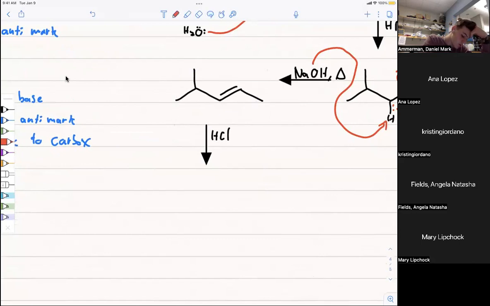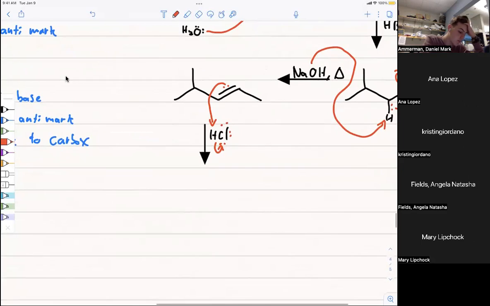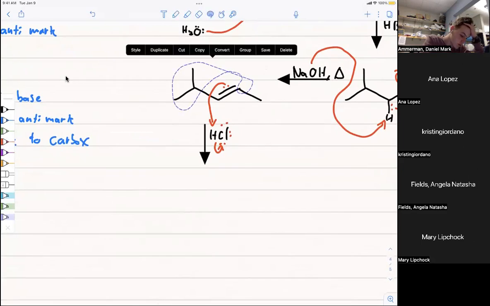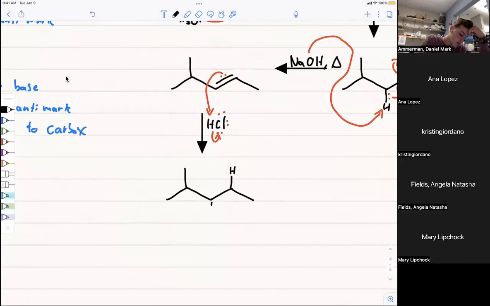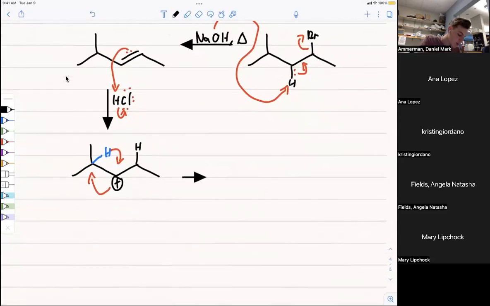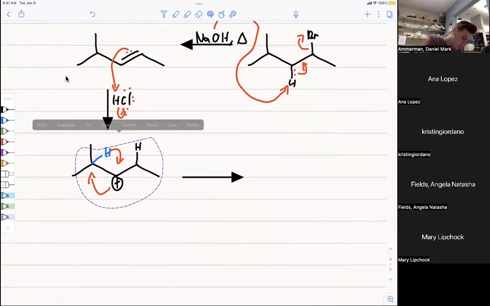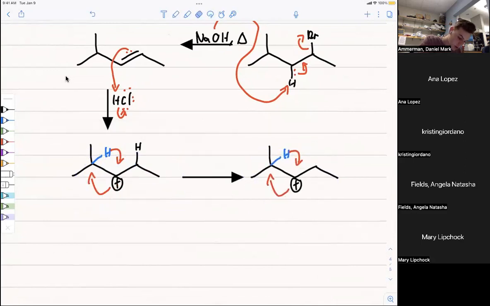So the first thing we'll do is these electrons will come grab the hydrogen, and then the bond will break, sending the electrons to the chlorine, making it fully negative. And then we will get the H on the left side and the plus here, but we'll have to do a hydride shift because this isn't on the most substituted carbon. So that will move, and we get the same product with our carbocation on the most substituted side.